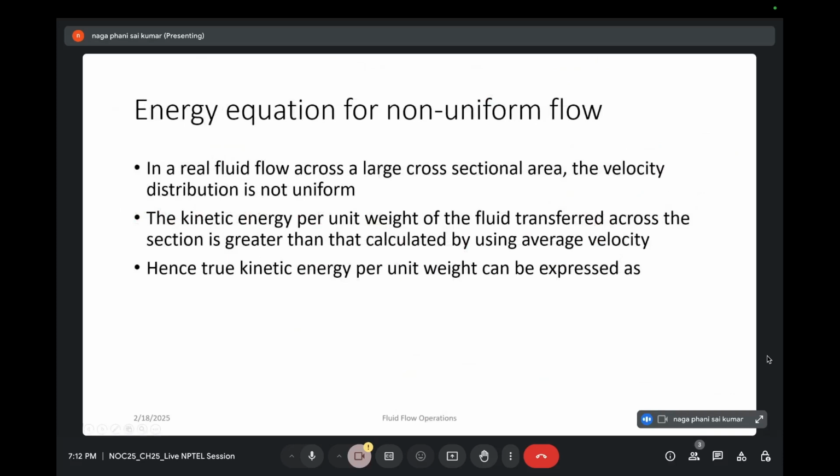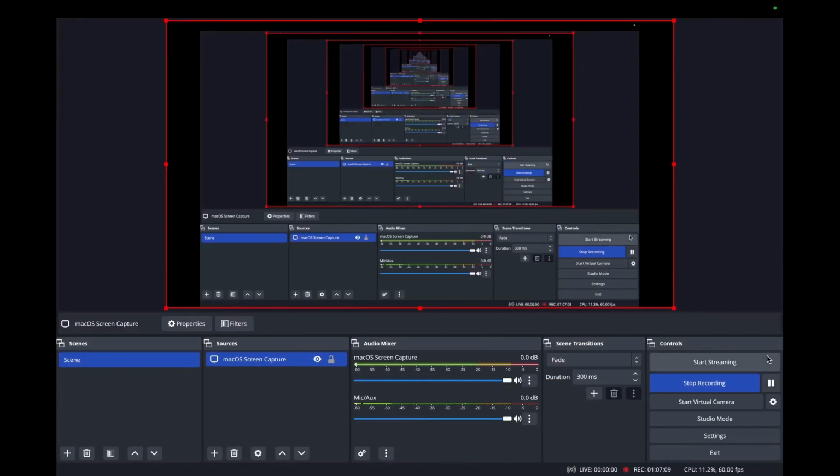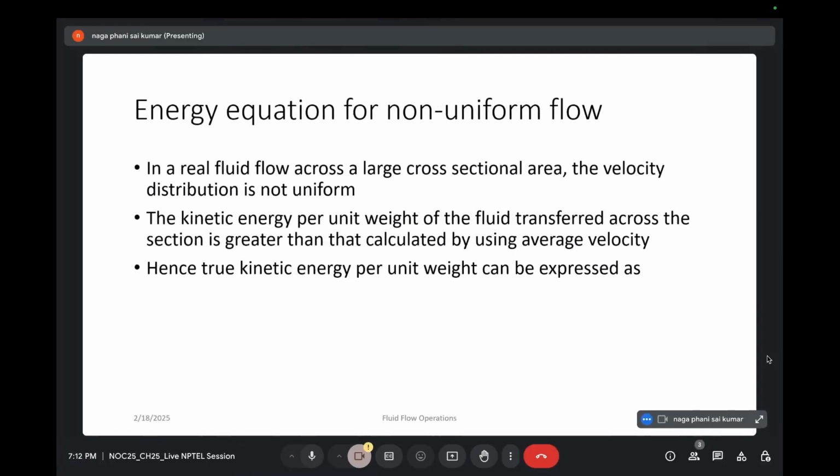Coming to the energy equation for non-uniform flow. In a real fluid flow across a large cross-section area, the velocity distribution will be non-uniform, right? Because of friction losses and all these things, it will be non-uniform. So the kinetic energy per unit weight of a fluid transferred across this section is greater than the value calculated using average velocity. It will actually be higher than that.